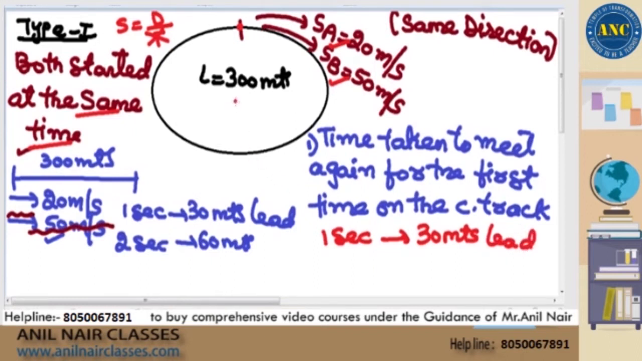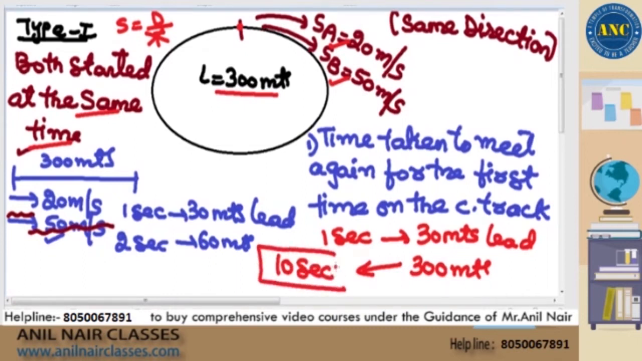But according to the question, the length is 300 meters. After 1 second, B will travel 50 meters, A will travel 20 meters. If B travels 50 and A travels 20, the difference is 30. But according to the question, I require 300 meters. 300 meters takes 10 seconds. That means after 10 seconds, both of them will meet again for the first time on the track.